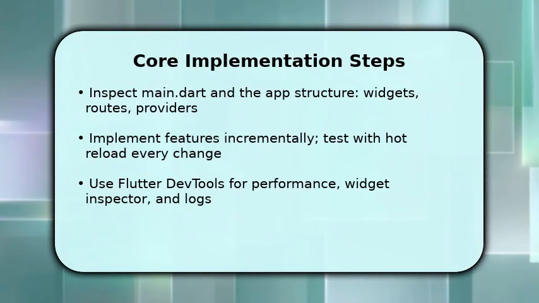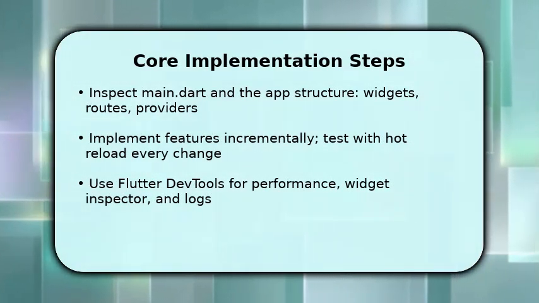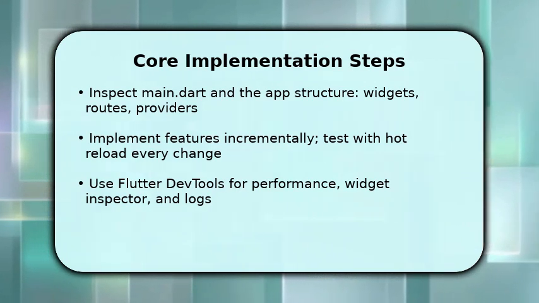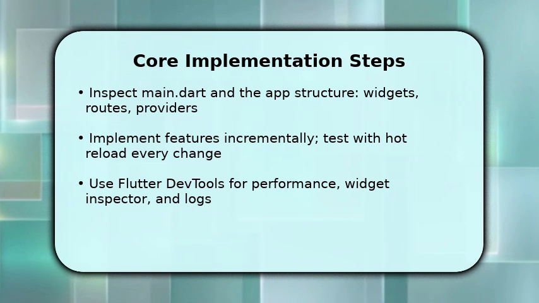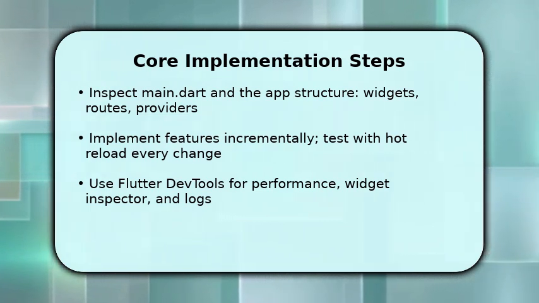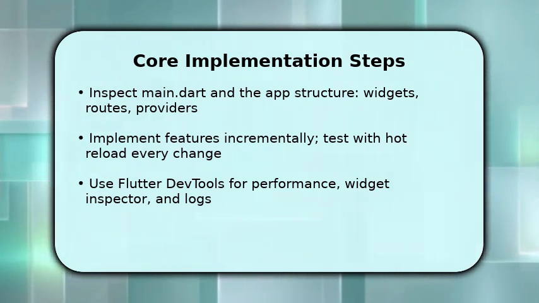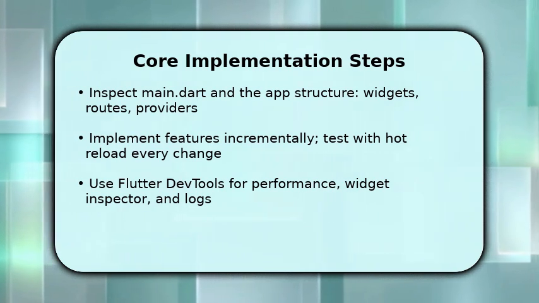You now dig into the codebase, inspect main.dart to map widgets, routes, and state providers so you understand data flow. Begin implementing one feature at a time and use hot reload to iterate rapidly. This reveals UI mismatches early.